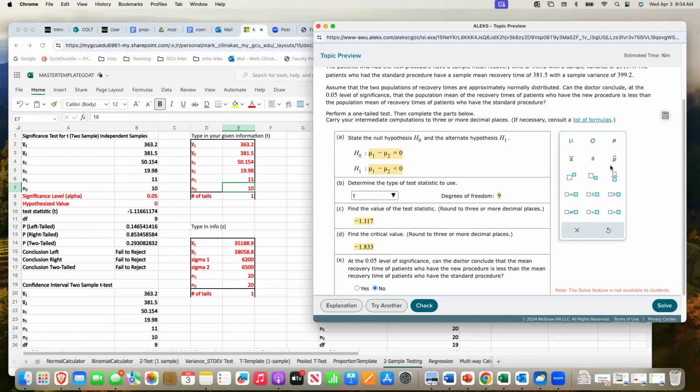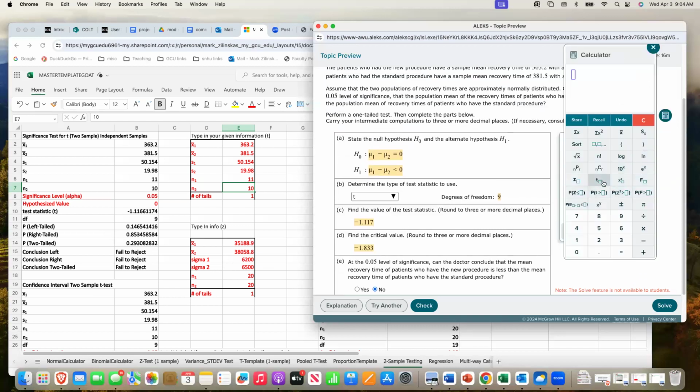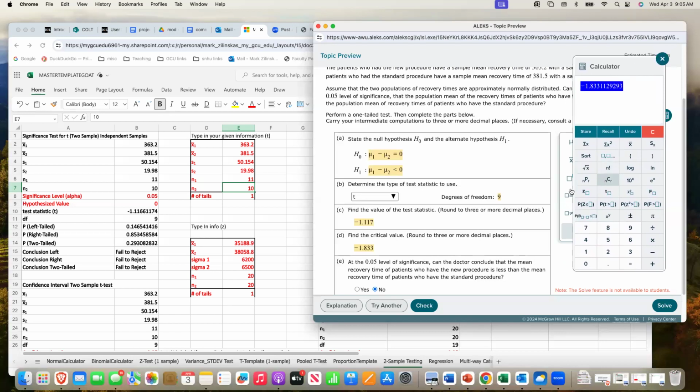Okay. And I think the easiest way to do that is to, again, just not search on your template, but just come right over here and use the calculator with the T. And if we want 5% in the left tail, we would select this with 0.95 in the right tail, okay, with 9 degrees of freedom, and just hit equals or enter, and there's my negative 1.833. Okay, so that's probably the easiest way of getting that is just off of your ALEKS calculator.